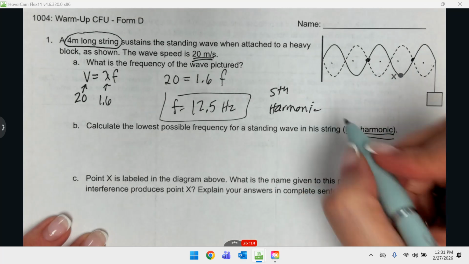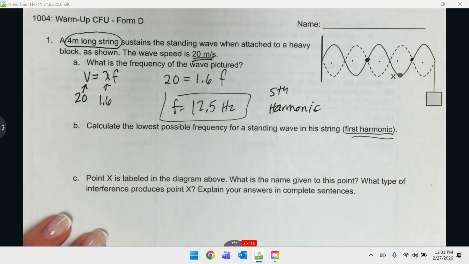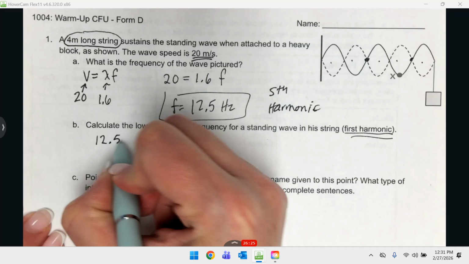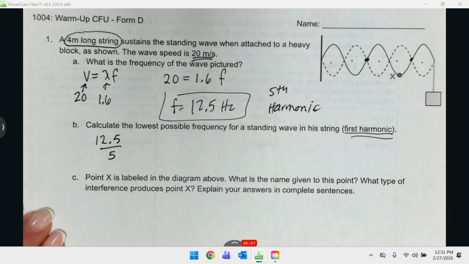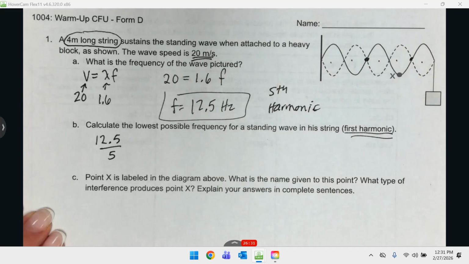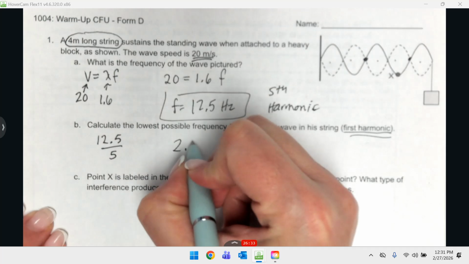harmonic. And so if the fifth harmonic has a frequency of 12.5 hertz, then I can solve for the frequency of the first harmonic because it will be 1/5 that amount, 12.5 divided by 5. And so we'll go back to the calculator, divide by 5, and there you go. The frequency is 2.5 hertz.